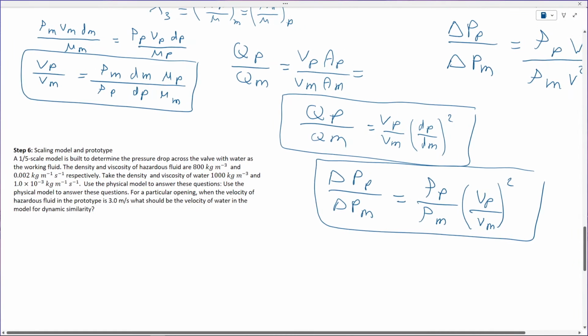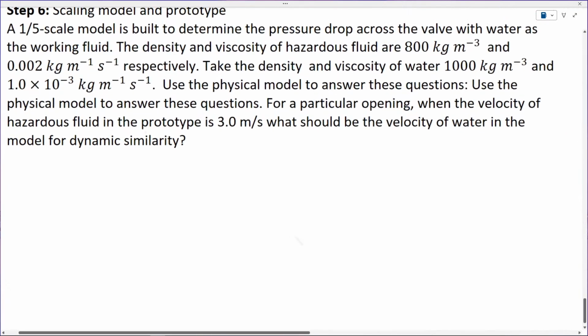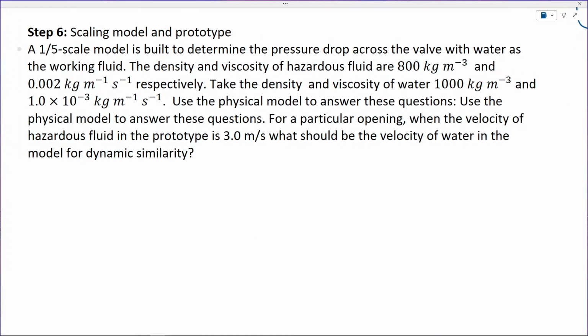We have these guys. So now what is this problem telling us? Let's read here. What is this telling us, and what does it need from us? Basically it is telling us a 1 to 5 scale model is built. So now we have a useful piece of information: D model over D prototype is equal to 1 over 5.